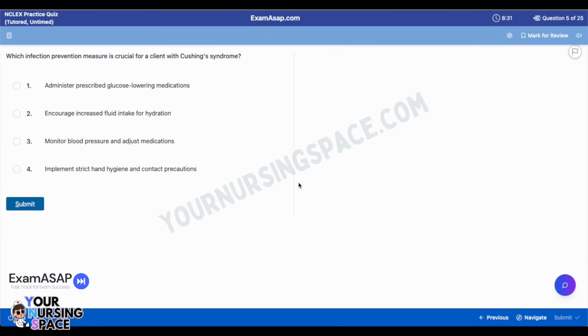Which infection prevention measure is crucial for a client with Cushing's syndrome? Here are the options. Option 1. Administer prescribed glucose-lowering medications. Option 2. Encourage increased fluid intake for hydration. Option 3. Monitor blood pressure and adjust medications. Option 4. Implement strict hand hygiene and contact precautions.